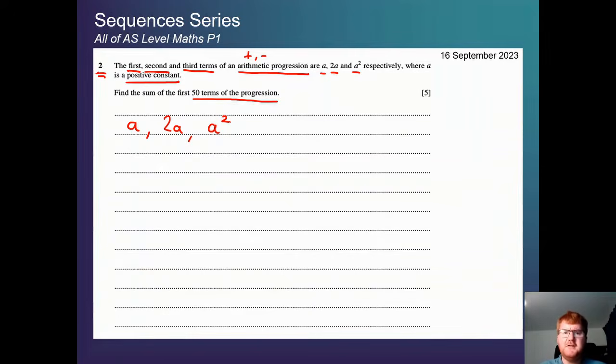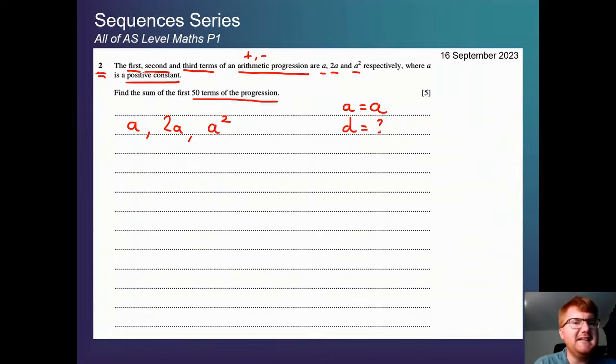squared. Now notice this is arithmetic, which means we're either adding or subtracting. And whenever we're talking about arithmetic progressions, when you talk about the first term, well, that's just equal to a anyway, that's kind of convenient. But we do need to work out this common difference here.